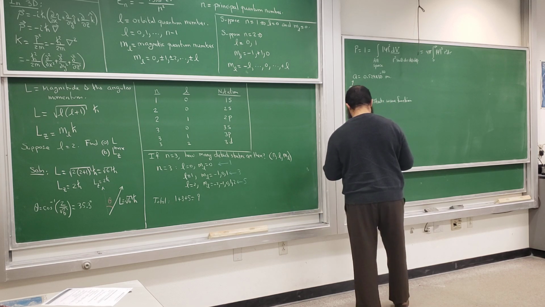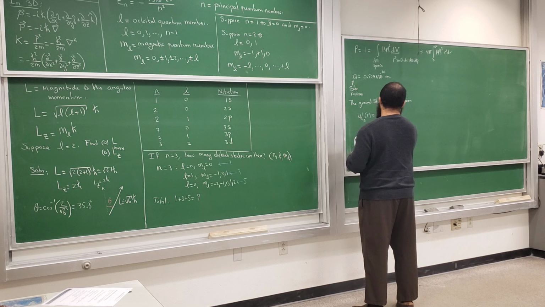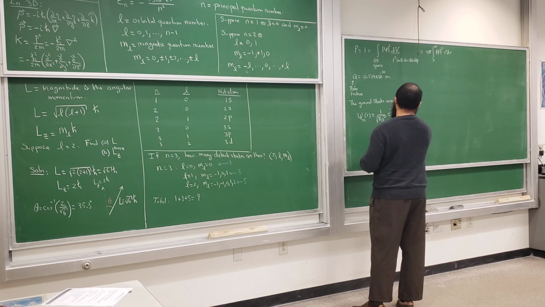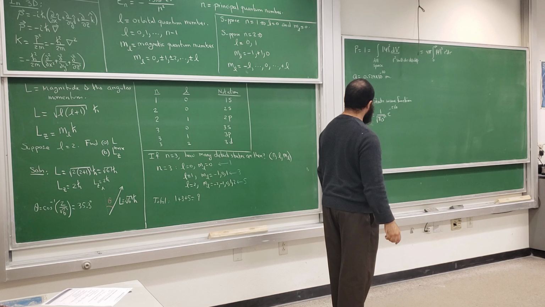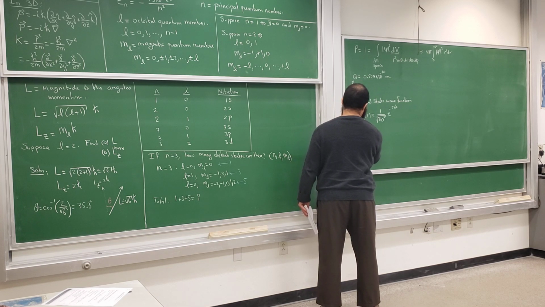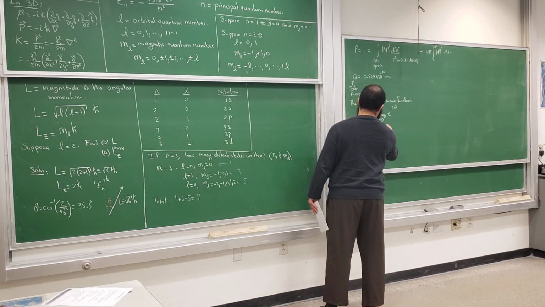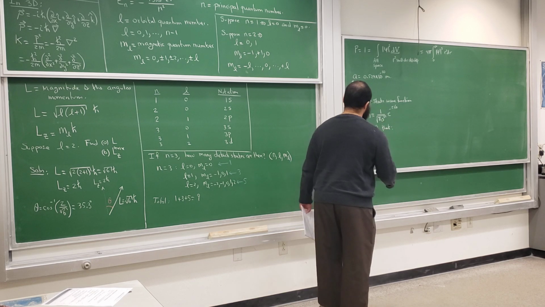It is 1 over pi a cubed, e to the minus r over a. That's the function. We can verify this, we can check that it is normalized, meaning this.